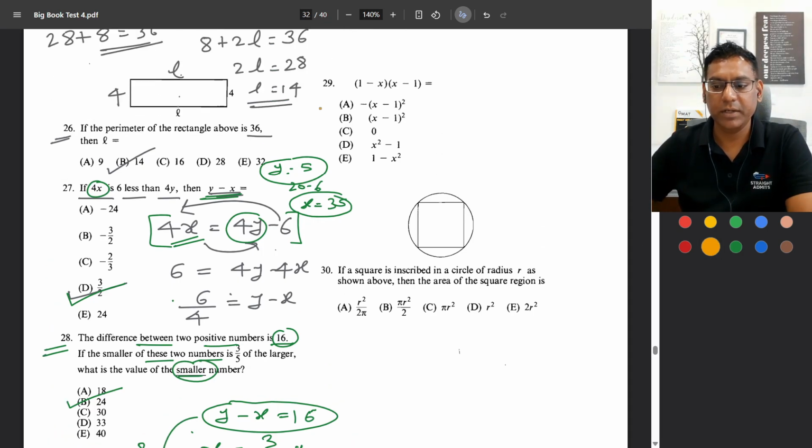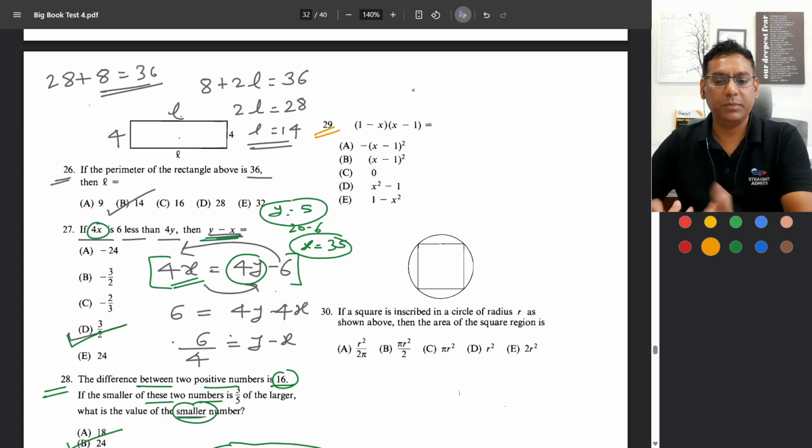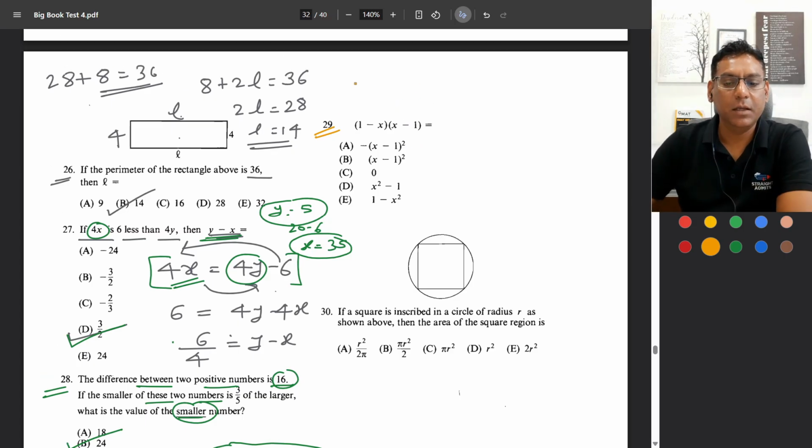Let's look at question 29. 1 minus x times x minus 1 is equal to what? Interesting. One way obviously is to take some numbers and find out what would make sense. Let's say x is equal to 1. No, let's not take x equal to 1 because then it's going to be 0. Okay, let's take x equal to 1. So 1 minus x is equal to 0, and x minus 1 is equal to 0.